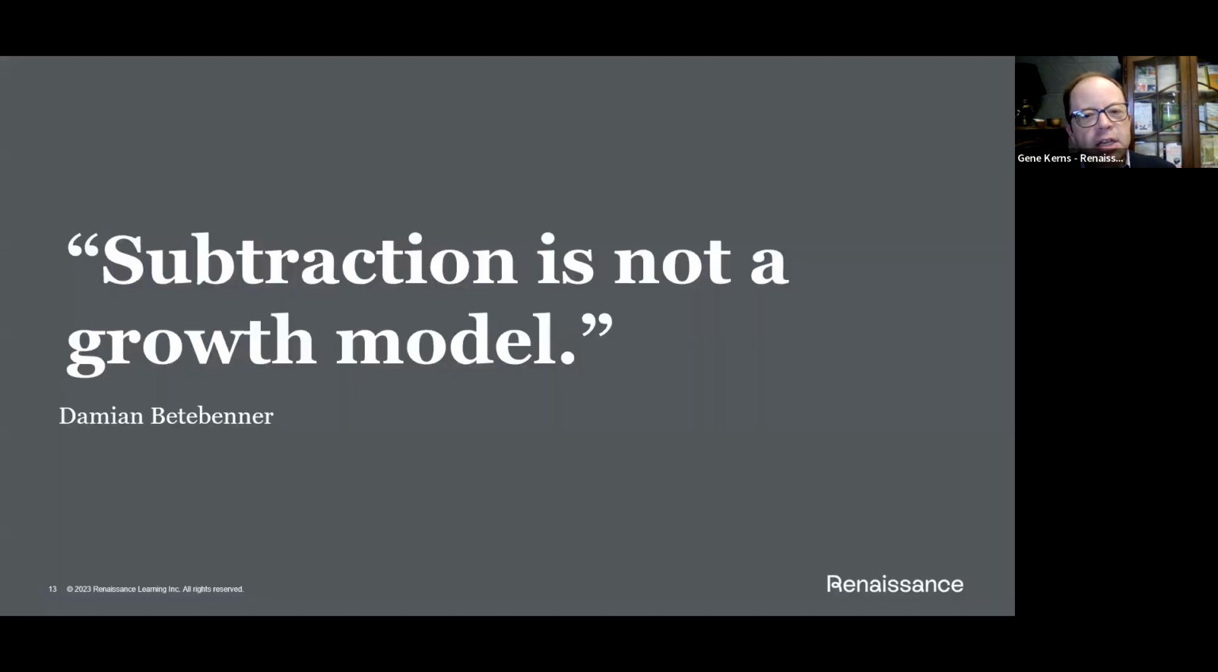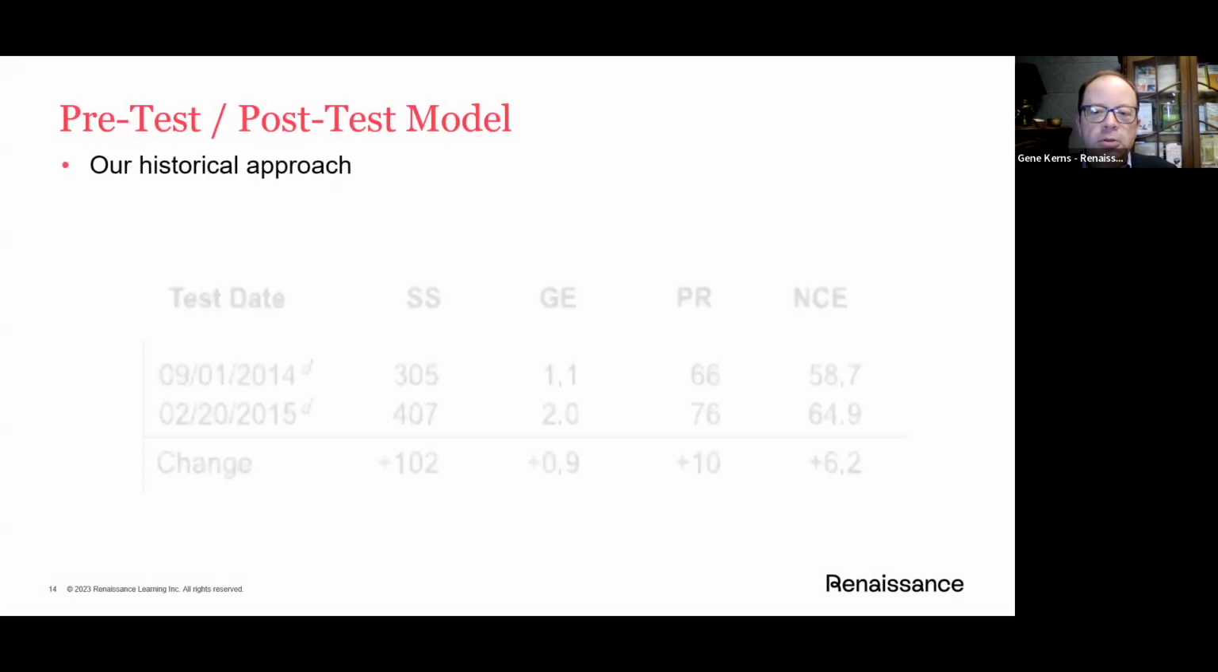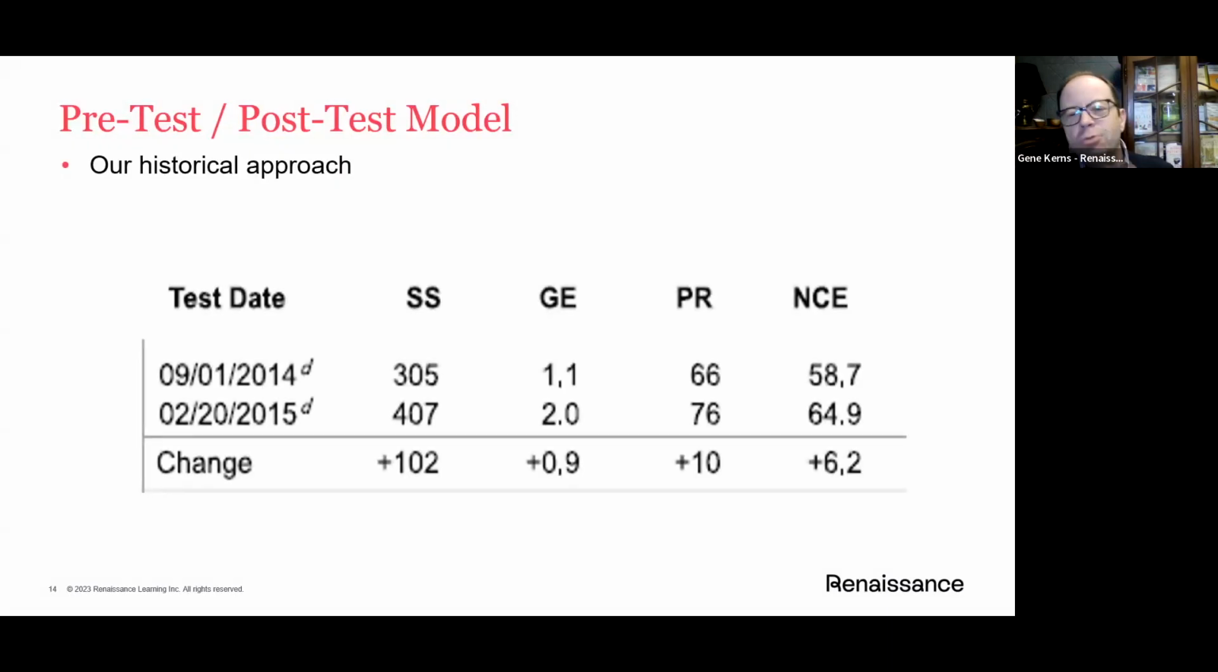Let me subtract the difference between the two. And whatever the difference is between the two, that will be growth. Okay. So our historical approach was pre-test, post-test. For example, here's two test scores from a given kid. We might have done something like this.